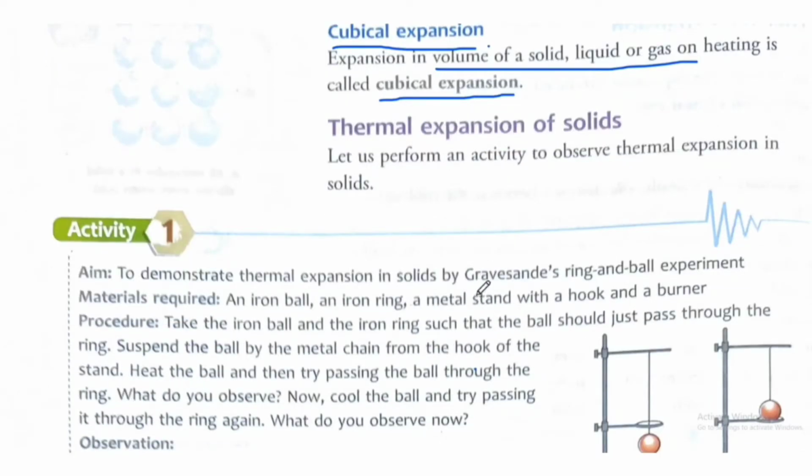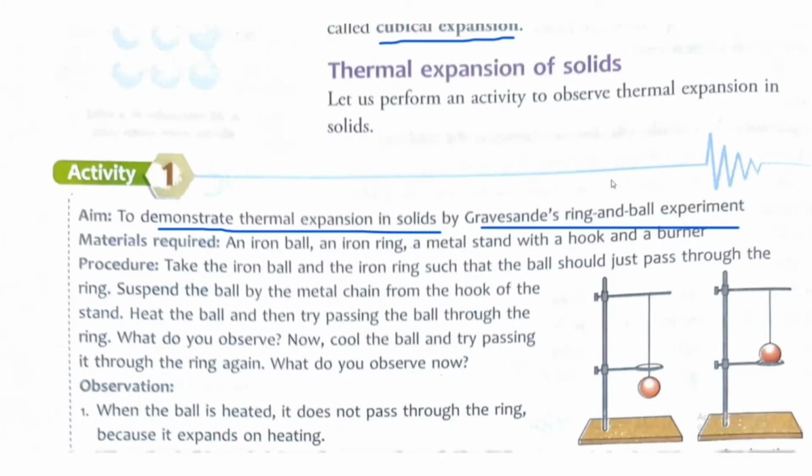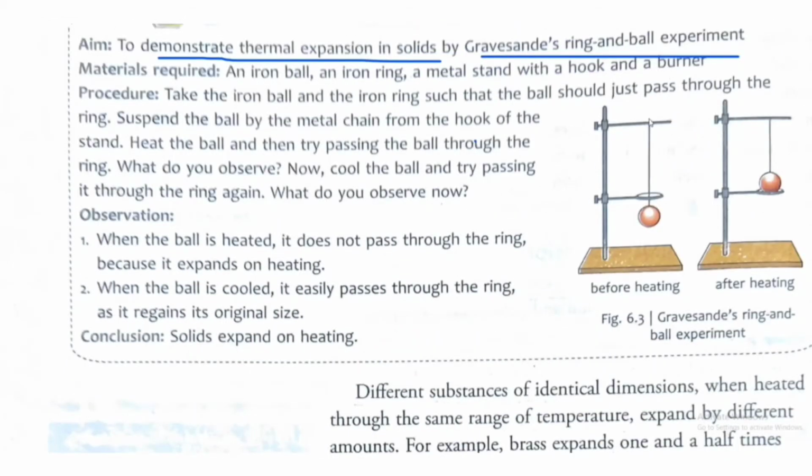Students, a Dutch mathematician and natural philosopher, Willem 's Gravesande, performed his famous ring and ball experiment to demonstrate thermal expansion in solids. In this experiment, an iron ball is suspended from an iron stand with a hook and by an iron chain. And when the ball is cold and having its normal size, then it can just pass through this iron ring.